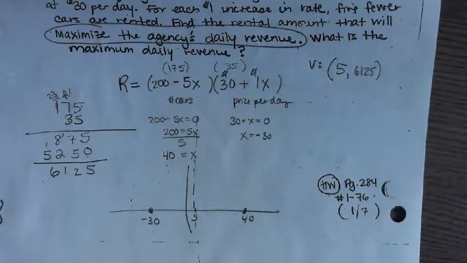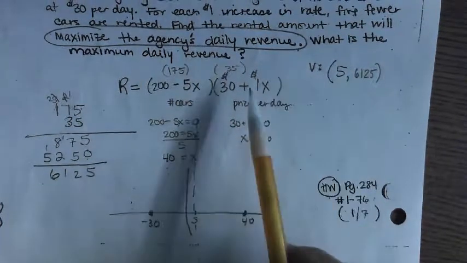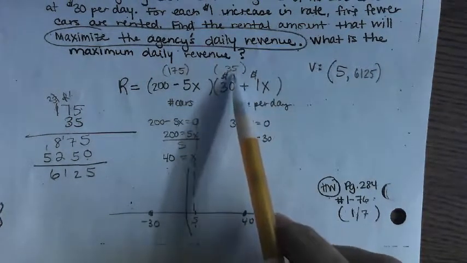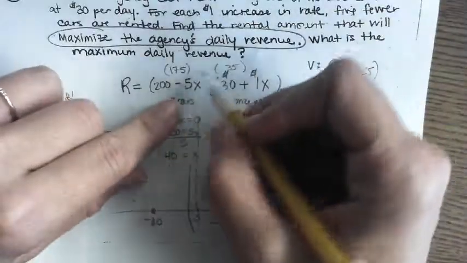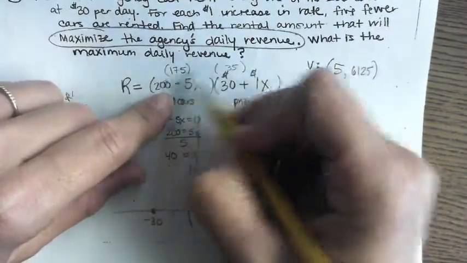So find the rental amount. If x was 5, our rental amount was $35 to answer their first question. What is the daily revenue under those circumstances? $6,125. Okay? So from that factored form, without a calculator, it doesn't necessarily make sense to multiply this through anymore.